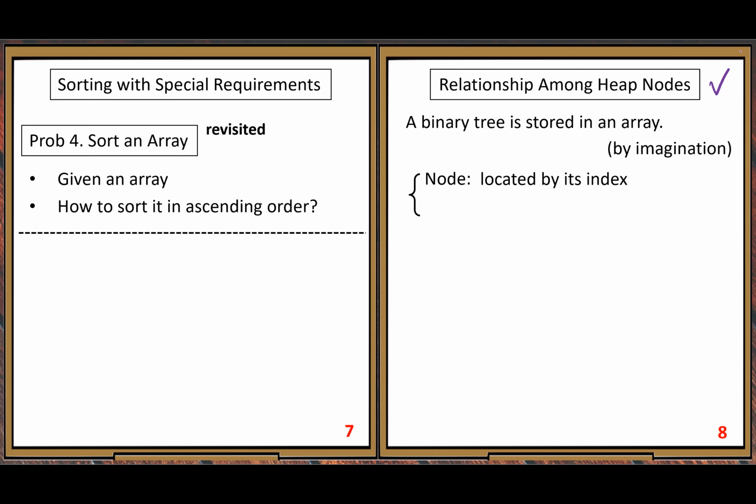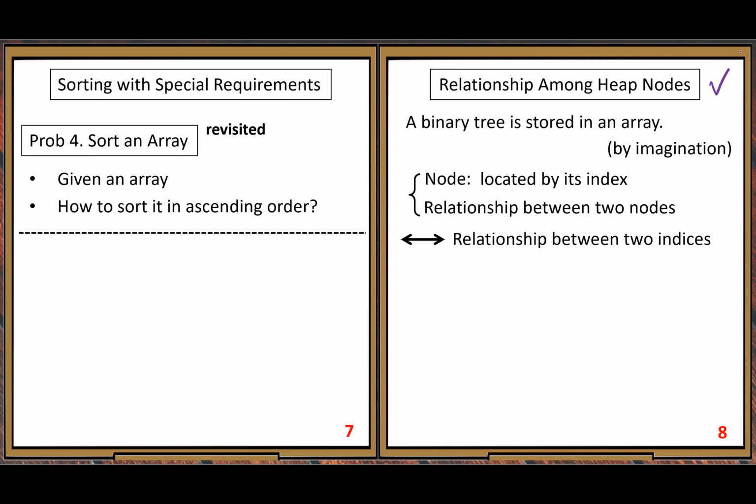So we will apply our control on the array indexes. Through array indexes, we can define the relationship between two nodes, especially the parent-child relationship. We only need to define the relationship between two indices, that means two locations in the array.